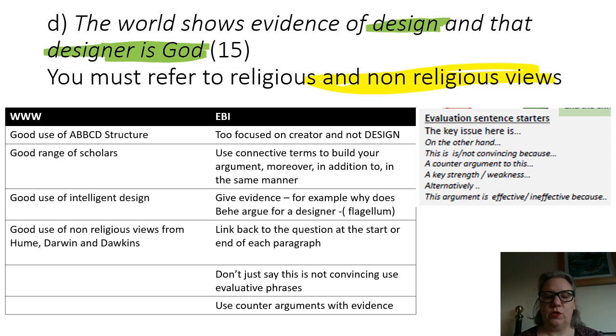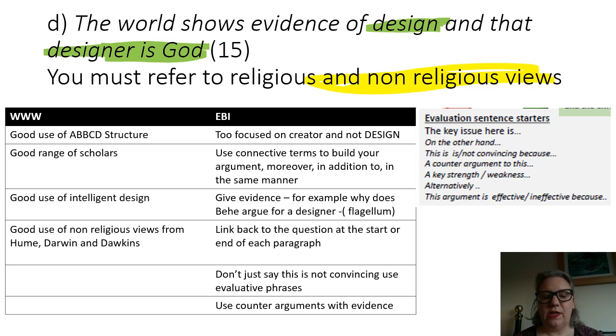Next, something we've mentioned already: link back to the question at the start or end of each paragraph. So keep saying, this is evidence to support that the world looks like something that is designed, or this supports the idea that there is a designer and that designer is God. This challenges the idea that the world shows evidence of design. It can feel a little clunky, but you're not trying to get some kind of literary prize. You're trying to get as many marks in a GCSE as you can.